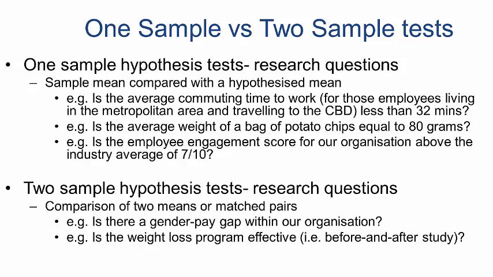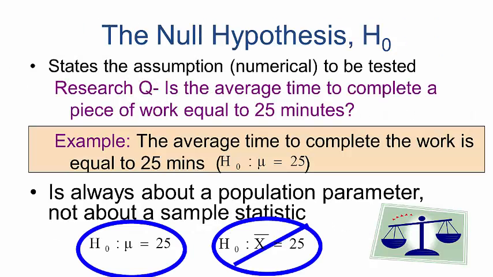This is different to two sample and matched paired tests. Research questions for these tests are more along the lines of, is there a gender pay gap in our organisation, where here we would look at males and females and the average salaries for both. Another question might be, is the weight loss program effective? This is likely to be a before and after study and a paired test. Again, we will discuss these in topic 6.2 onwards.